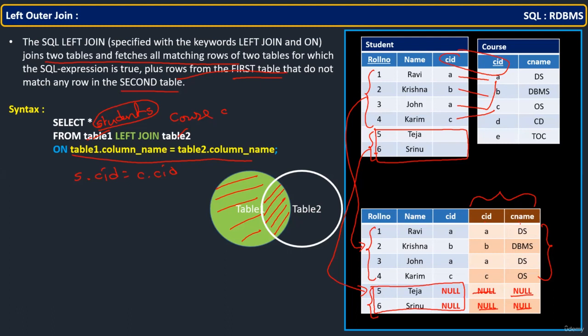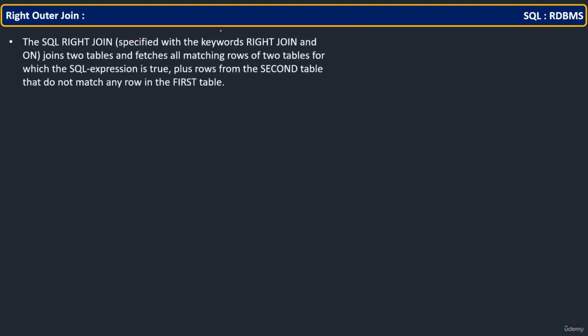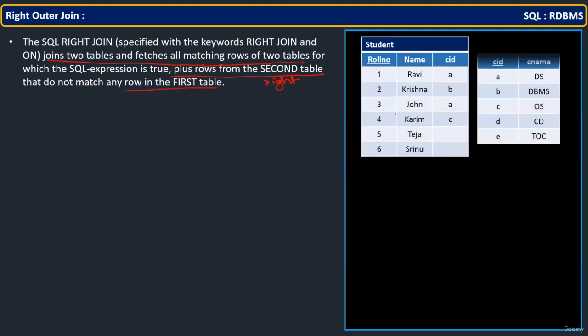If left outer join is clear, understanding right outer join is very simple. Right outer join is simply the opposite. Of course, matched rows are coming in the output. It fetches all matched rows from the two tables, plus rows from the second table, that means the right side table, that do not match any row in the first table. Let us observe with the same example.